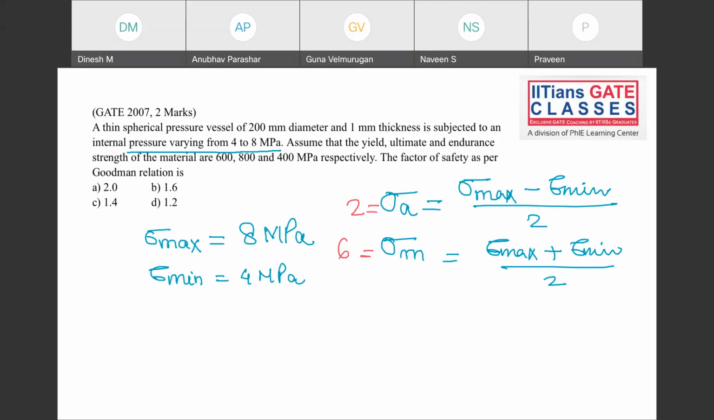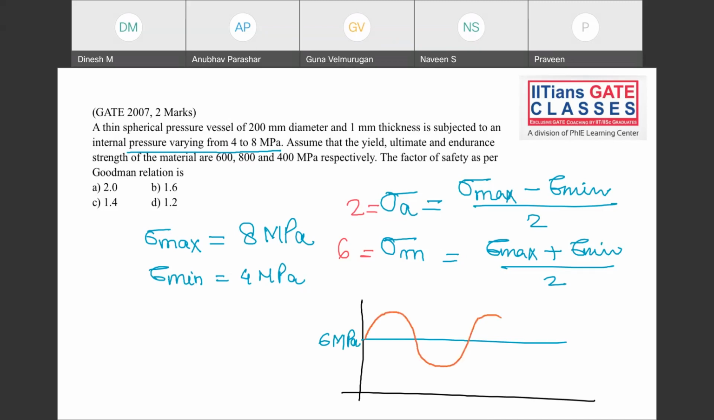So if you want to see how the stress is varying, you can also find that out. The mean stress is 6 megapascal. And from the mean stress, it goes plus 2 to 8 and minus 2 to 4. This is how the stress is varying. So what is the stress amplitude? The stress amplitude, sigma A, is equal to 2 megapascal.